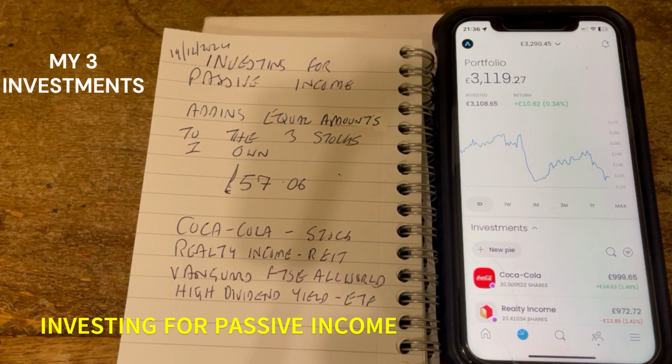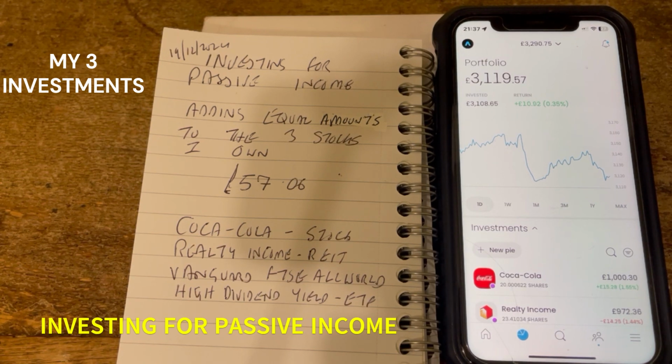Three particular investments that I use for my passive income, and I've acquired some more cash, so I'm going to invest three equal amounts into these three stocks that I own. £57.06. I'm using the Trading 212 platform, which does not charge for making any investments, and I've got it in the ISA wrapper. So being an ISA wrapper, it's fully tax free.